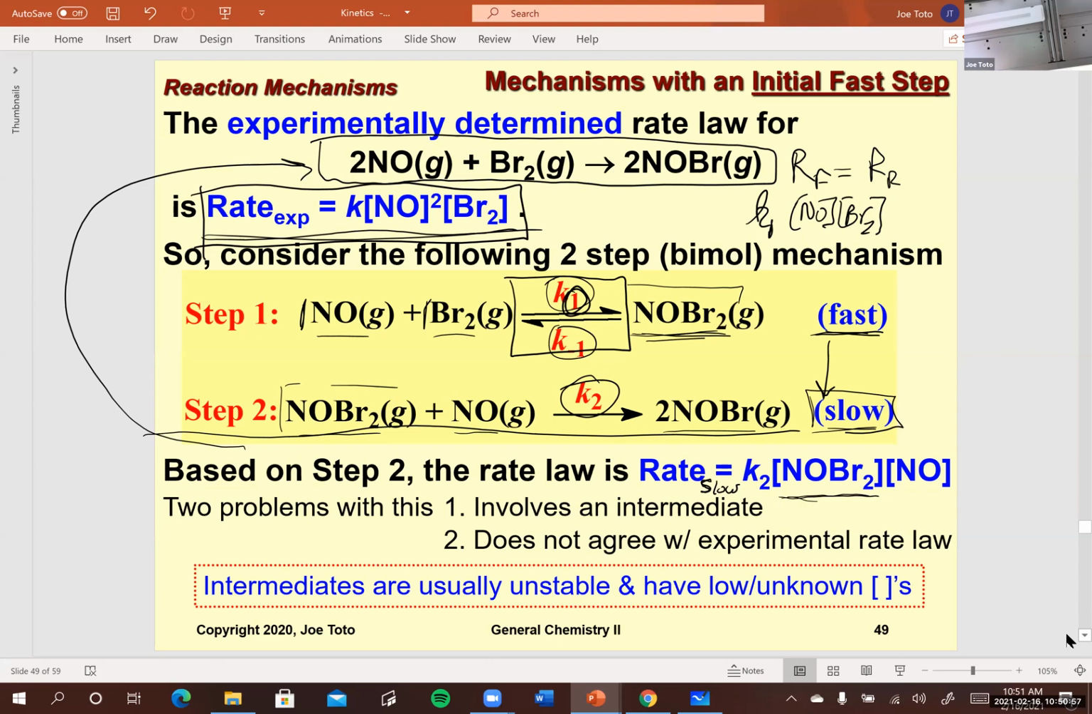Now the reverse reaction is K minus 1. That's the rate constant for the reverse reaction. So the rate forward equals the rate reverse. So this should equal K minus 1 times NOBr2. That whole thing equals the rate reverse. Any questions on that?